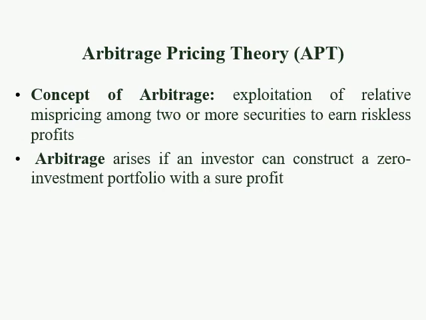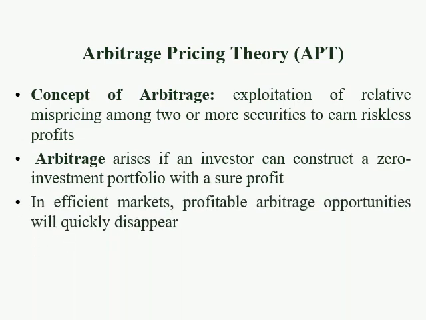Arbitrage arises if an investor can construct a zero investment portfolio with a sure profit. We will see, God willing, in the next example what a zero investment portfolio is and how investors can make a profit with this portfolio. In efficient markets, profitable arbitrage opportunities will quickly disappear. Of course, this is because in an efficient market, information is available to all investors, so everyone does arbitrage at the same time, and because everyone exploits these opportunities at the same time, the arbitrage will quickly disappear.